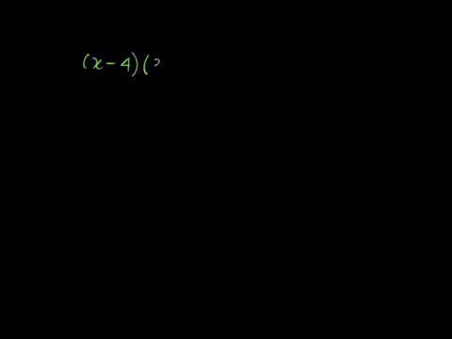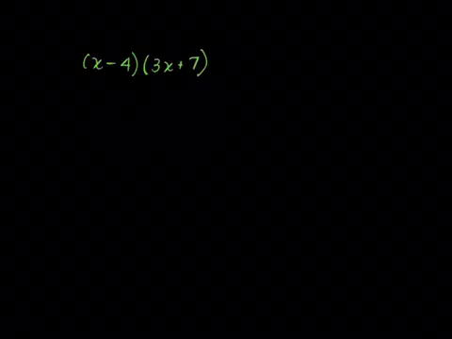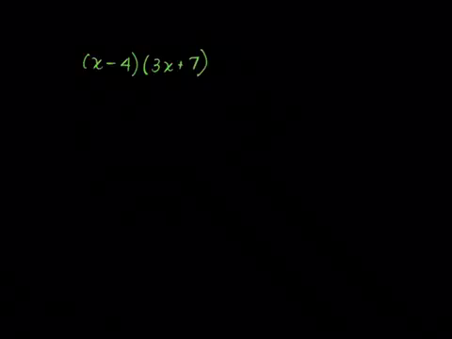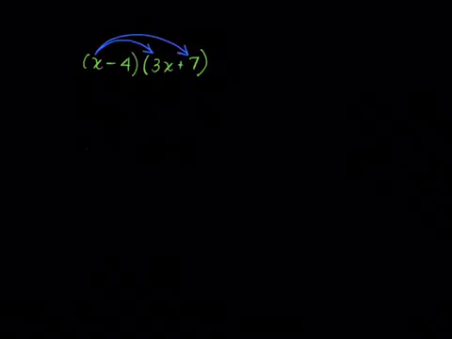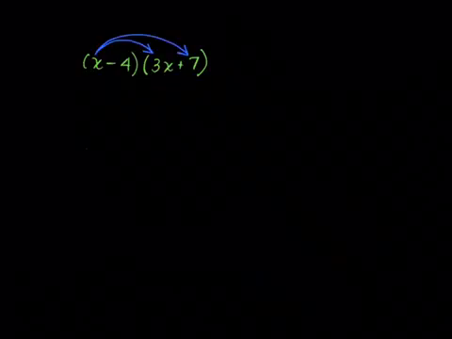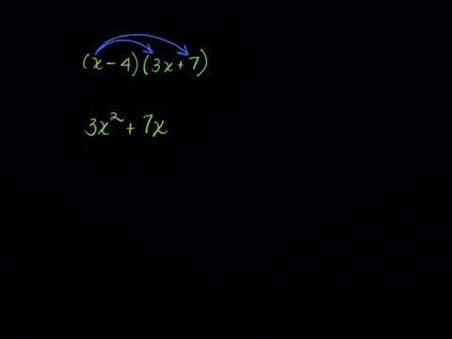Let's try one more example of multiplying binomials, and this time we'll include negative terms. So let's multiply x minus 4 times 3x plus 7. So using our distributive property, we're first going to distribute the x to each of the terms in our second factor. And so x times 3x becomes 3x squared, and x times positive 7 becomes 7x.